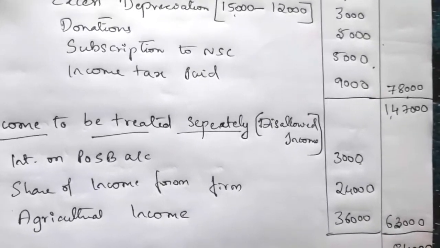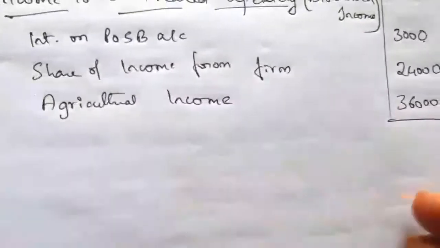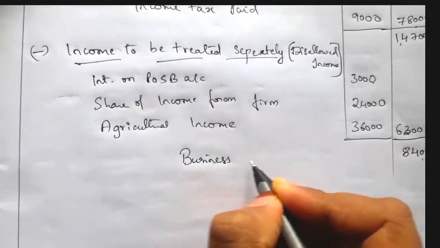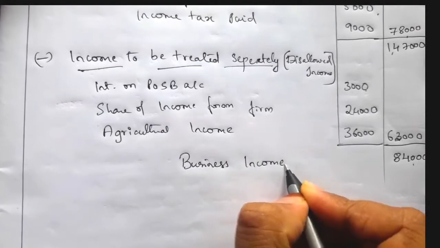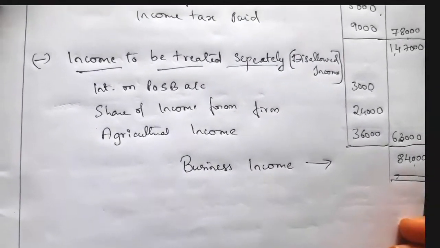There is no other adjustment, so everything is worked out. So the balance is nothing but the business income. This is nothing but business income. On this business income, Mr. Bhaskar has to pay tax.